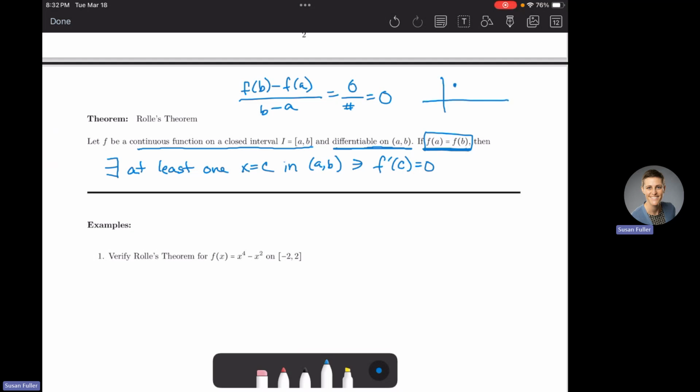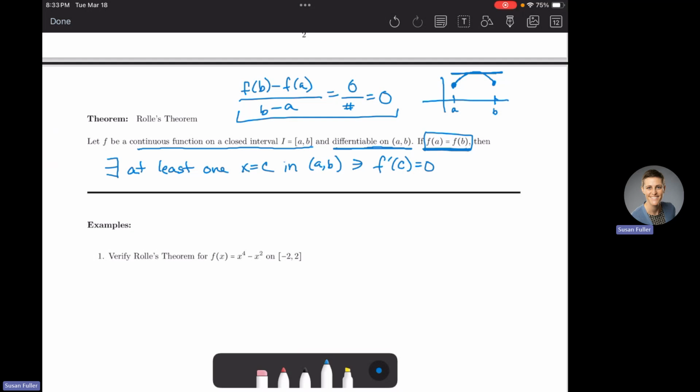And it should make sense because if this is your a value, here's your b value. If these have the same y value, then assuming that my function goes up from a, at some point I'm going to have to turn around and come back to b. And if we have to be continuous, it's going to be a nice smooth turn, which means there's got to be a place up here that has a horizontal tangent line. And so that also just makes sense. So it's a very specific case of the mean value theorem where the slope of your secant line is 0. And that's going to happen when f of b and f of a are the same.